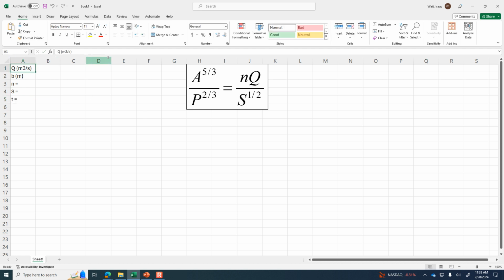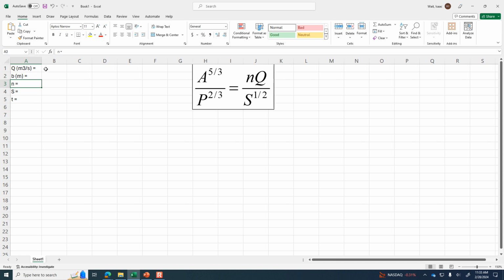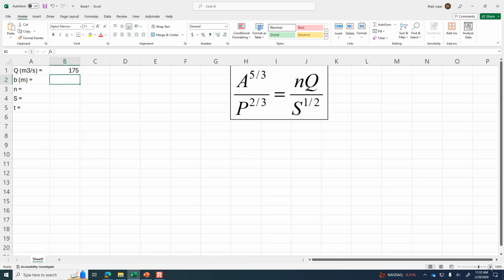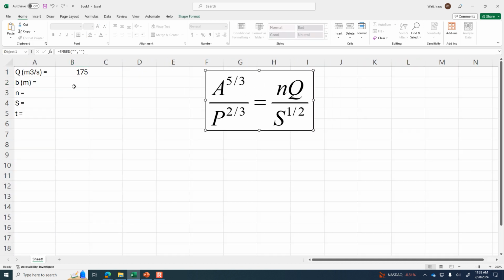Okay, so the flow rate, the bottom width, and then all these other parameters. So let me just put in the details here. Our flow rate's 175, and the bottom width is 15 meters, the n value 0.013, the slope of the channel 0.0045, and then the side slope of the trapezoid is 2 horizontal to 1 vertical.